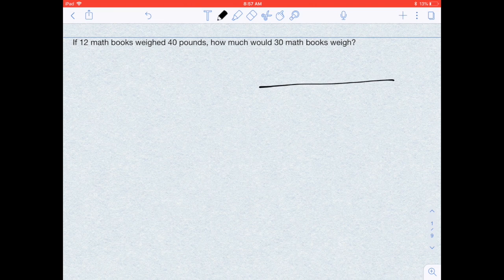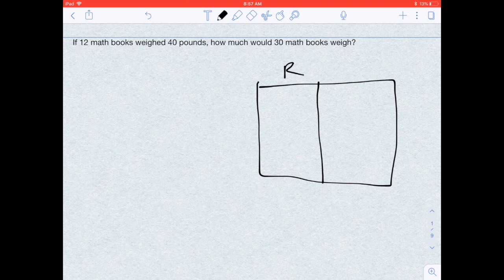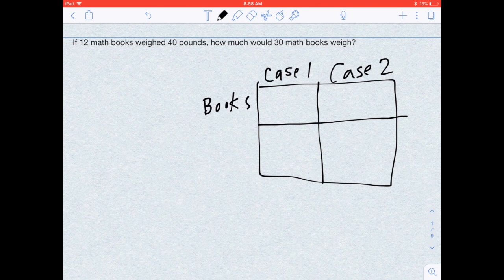So I'm going to draw what we've been calling a ratio box. Normally we would label our two rows, one is R and one is A, right? We're going to label these differently this time, case 1 and case 2. Because there isn't really a ratio that they give us, we're implying that there's a ratio. We're working on this imagining that the relationship between the numbers stays the same, even though it doesn't specifically tell us that. So here's our books, and here is our pounds.